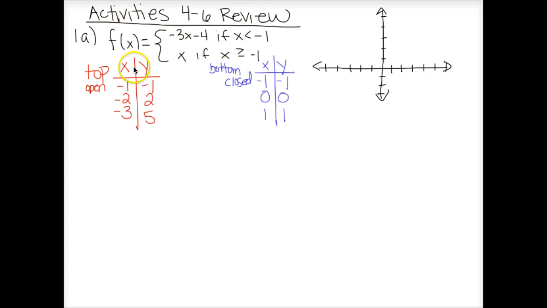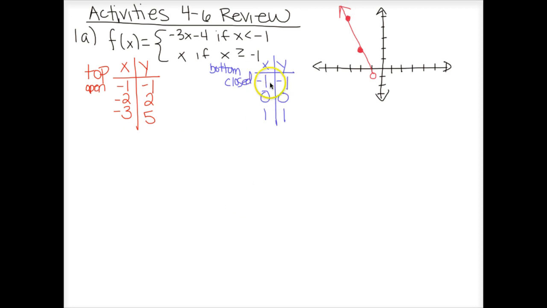Using red for my top function, I had an open circle at (-1, -1). So (-1, -1), open circle. Then (-2, 2) is right here. Remember, all the other circles are closed. It's only the first one that we look at for open or closed. And then (-3, 5), which is up here. Remember to connect from the breaking point on. So I start at the breaking point and then connect this way. So there's my first piece.